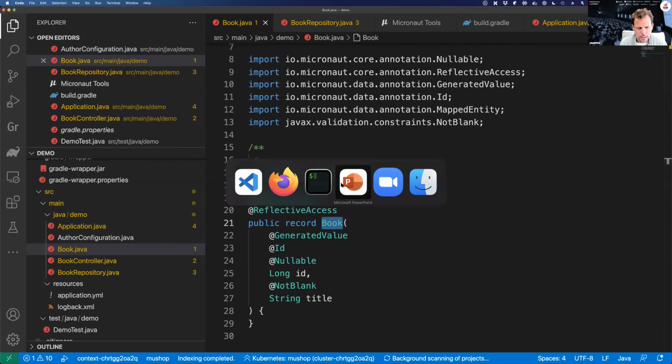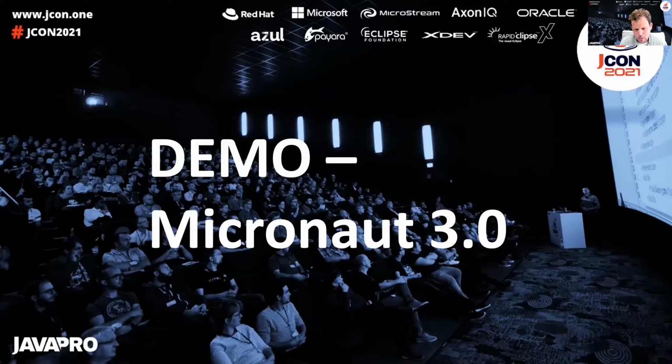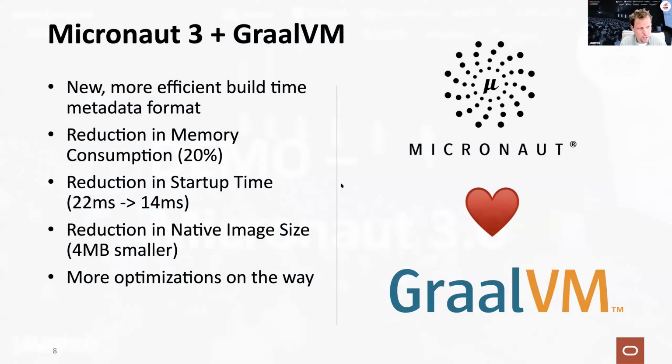With that, that is the demo of all Micronaut 3 features. We looked at reactive programming, we looked at Jakarta standards, we looked at support for JDK 17 records, and building native images that are even more efficient than normal.